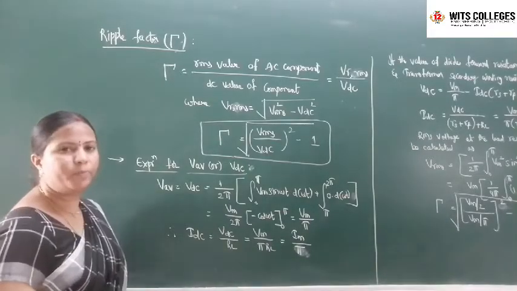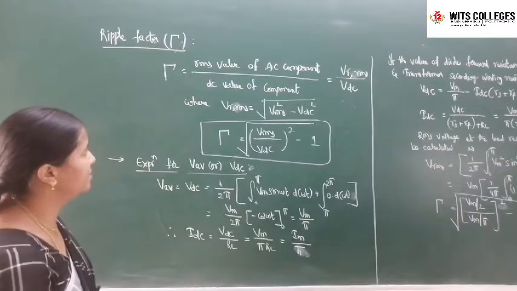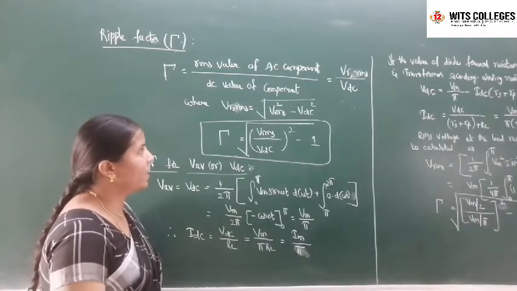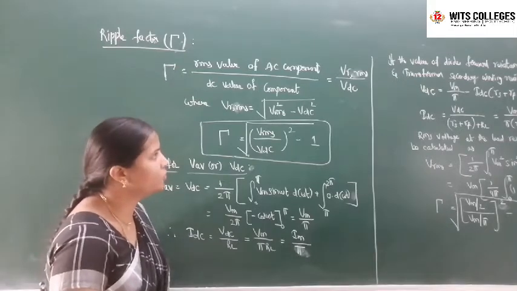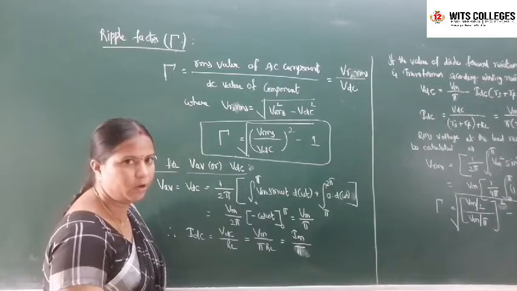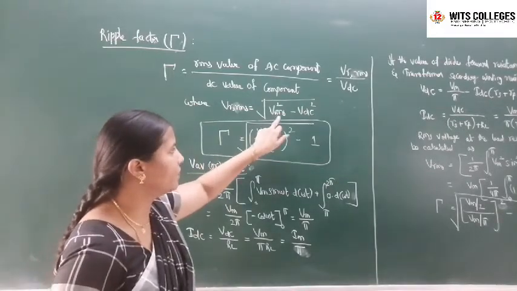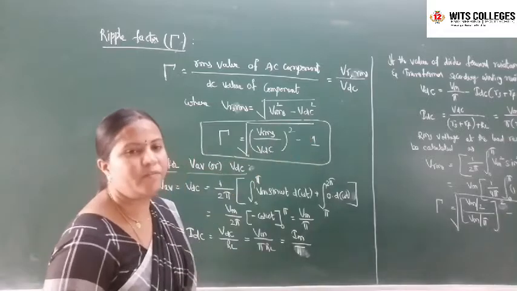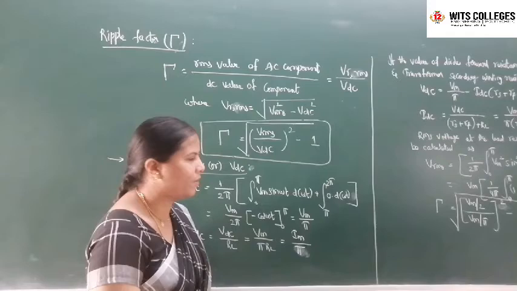So coming to the ripple factor, the definition for the half wave rectifier is the ratio of the RMS value of the AC component to the DC value of the component. So it is equal to Vr RMS by VDC. This is the ripple factor definition of the half wave rectifier. Where Vr RMS equals square root of VRMS squared minus VDC squared. VRMS is nothing but the RMS voltage, and RMS is root mean square.